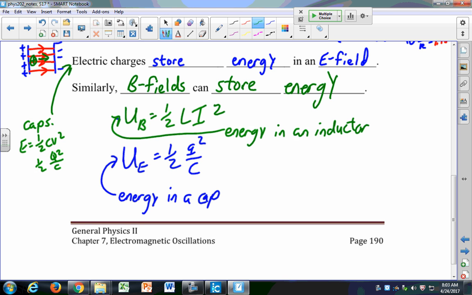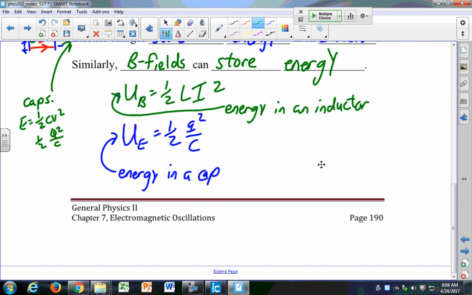All right, I can have energy in a capacitor and I can have energy in an inductor. The energy in an inductor is stored within the magnetic field, and it's equal to this value. We're not going to derive this, but just know this is our energy stored in an inductor due to the magnetic field. And this is the energy stored in a capacitor due to the electric field. What we're going to see with LC circuits is that the inductor will store energy and the capacitor will store energy, and they're going to trade it back and forth, kind of like a kid on a swing.